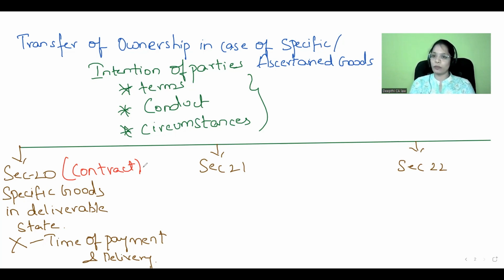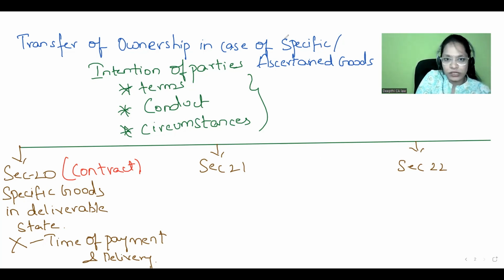What if you told the shopkeeper that you're going to make the payment later, after 1 week? Okay, still you'll become the owner of that good. So if at all the good is destroyed, that is your responsibility then. Why? Because you are the owner. Am I correct? So your time of payment and delivery doesn't matter.